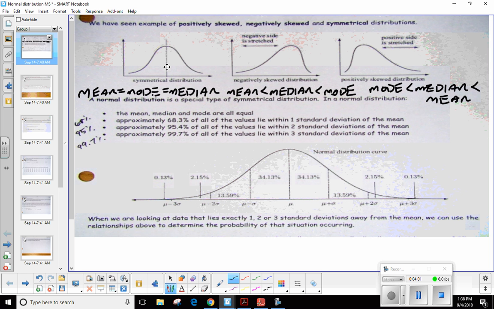So here's what we got here. Here's our example, because we're going to be using this curve to help us with probabilities. We're going to be finding the percentage of determining a certain element of your set within a given region.